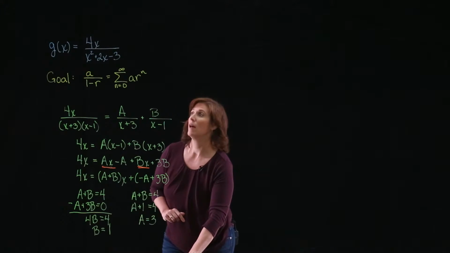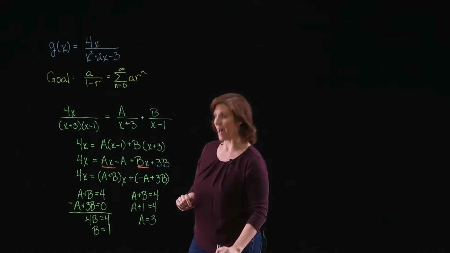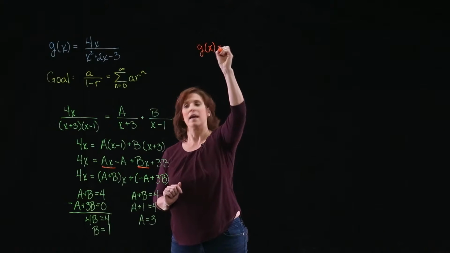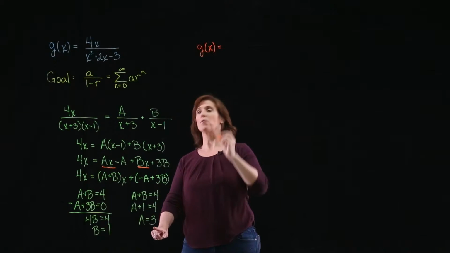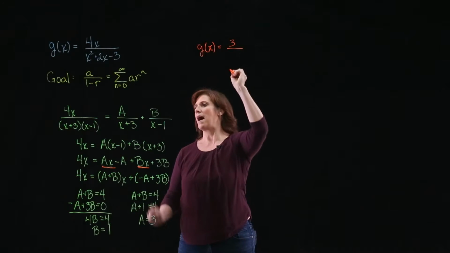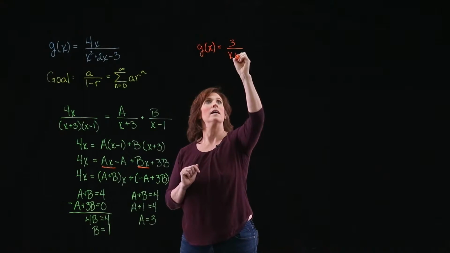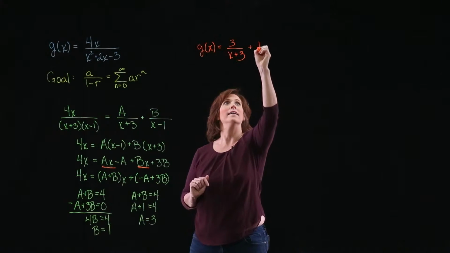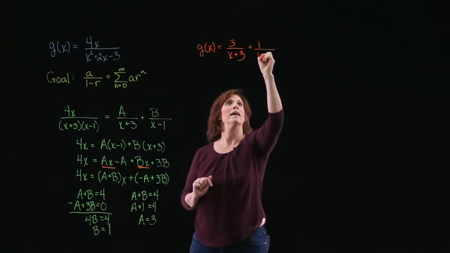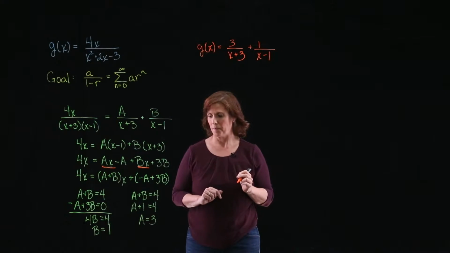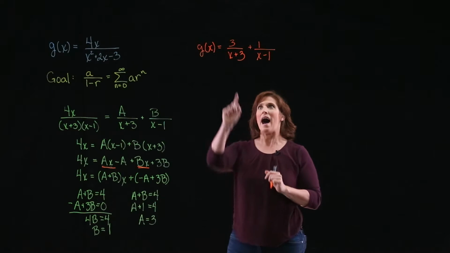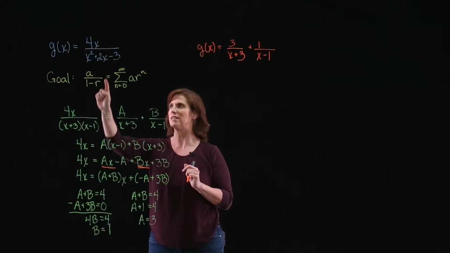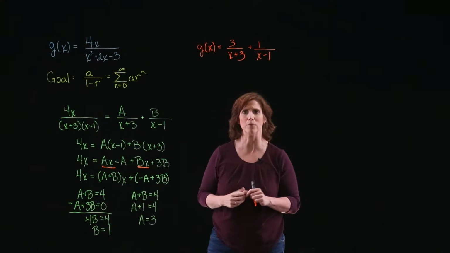So what does that tell me? Well, it tells me that my original function g of x can be written as a, which is going to be 3, divided by x plus 3, and I'll be adding 1 divided by x minus 1. Okay, so now I have a function that has two separate parts, but those parts are looking closer to this a divided by 1 minus r that I was hoping for.